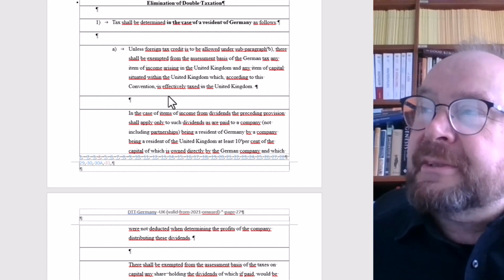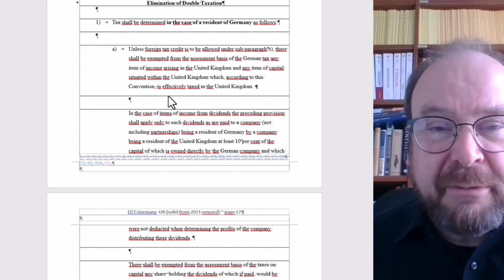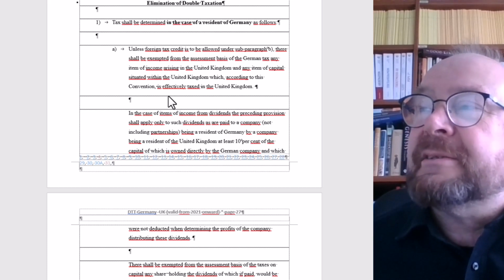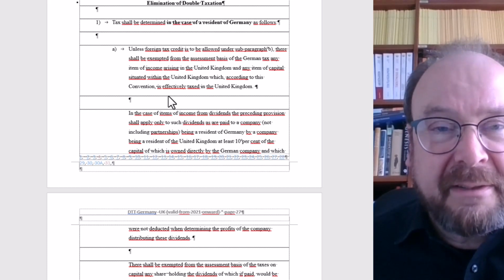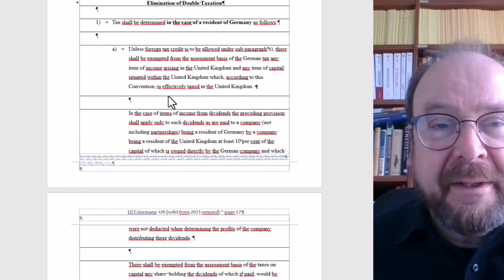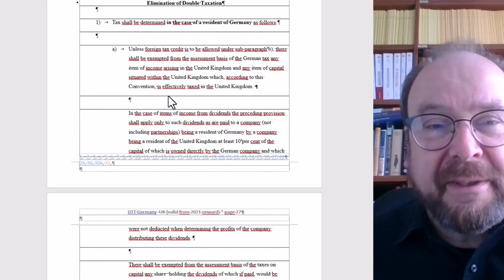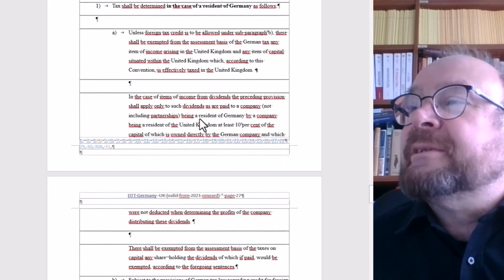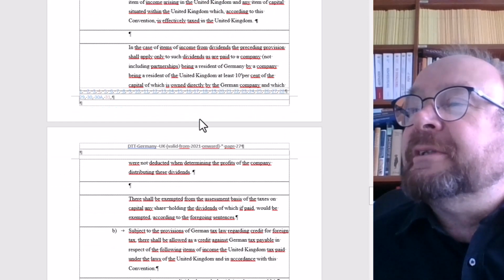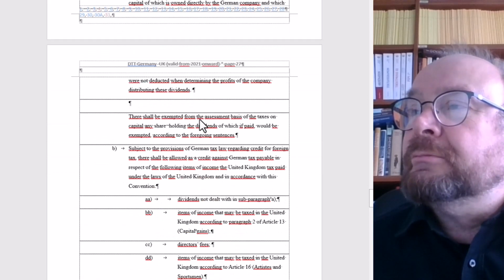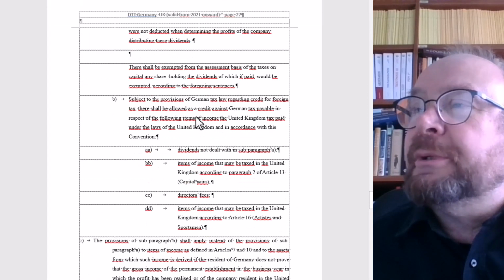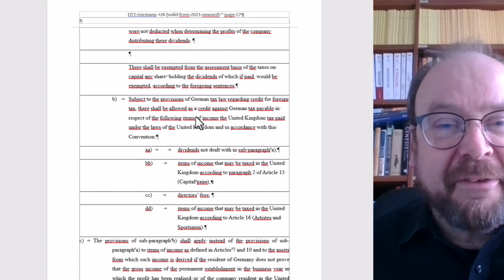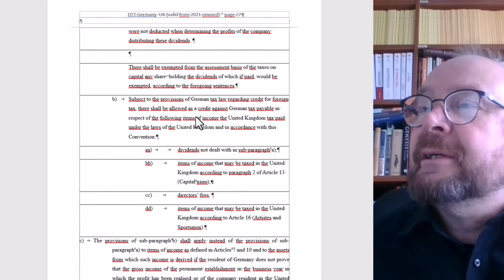So there is an important condition here. The exemption by Germany is only granted if there is an effective taxation in the UK, so that only happens in cases where the tax in the UK is in the law, is actually assessed and collected. Then there is some special reference to dividends. And now we get the exceptions where the exemption does not take place.